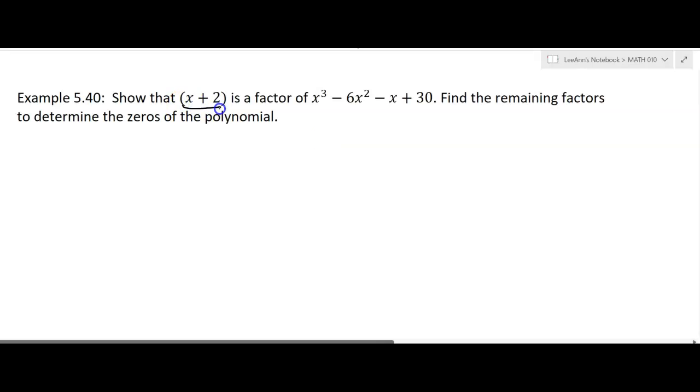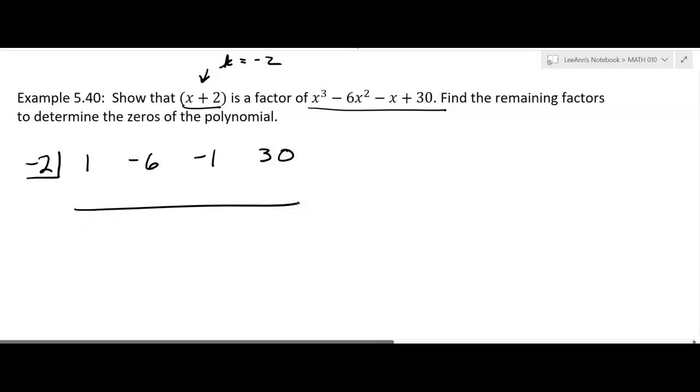Show that x plus 2 is a factor of this polynomial. Well, we don't want to do the long division here. You could, but we're not going to. We're going to use synthetic division. So our k is -2. So we put that in the box. Pull off those coefficients, 1, -6, -13, 0. And now we know that the remainder is going to be 0 because we are told that x plus 2 is a factor. So we already know the answer here.